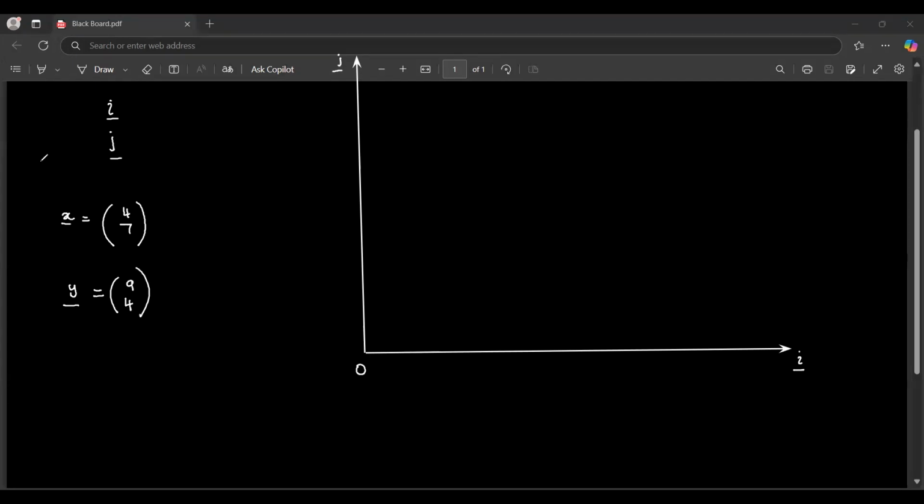Now we can draw this. So we have 4 here and a 9 somewhere here. And we know 4 is somewhere here and 7 is somewhere here. So x looks somewhere like this. And then we have y, which is 9, 4. So it should look something like this. You can see that.